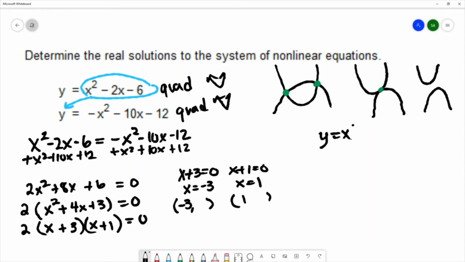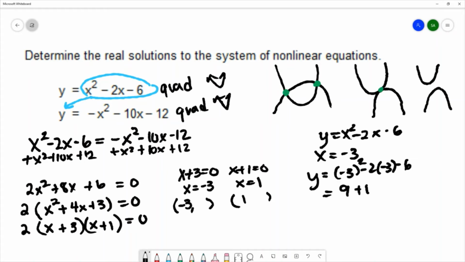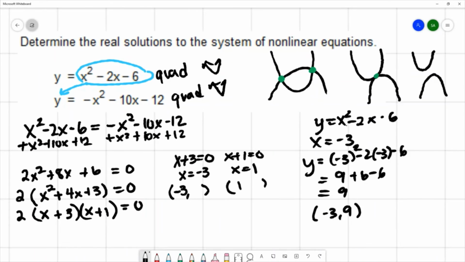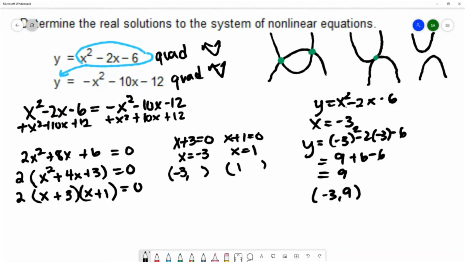equals x squared minus 2x minus 6. If x is equal to negative 3, then y is negative 3 squared minus 2 times negative 3 minus 6. That's 9 plus 6 minus 6, and we get 9. So one of our solutions is negative 3, 9. Let's do the same thing with the other one. If x is equal to positive 1, it looks like I made a mistake there.